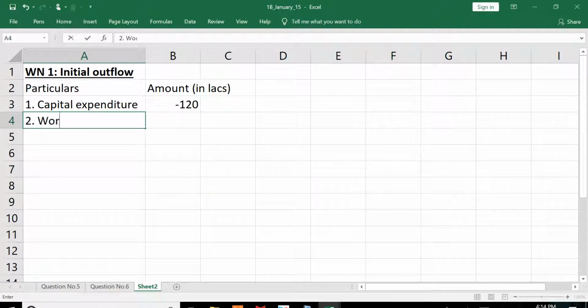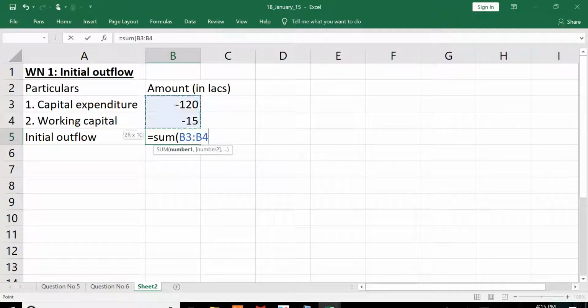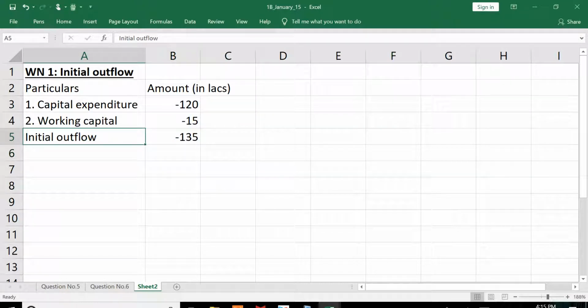Point number 2, working capital. How much working capital is blocked? 15 lakhs. Initial outflow is 135 lakhs. Capital expenditure plus working capital, initial outflow is 135. Clear?